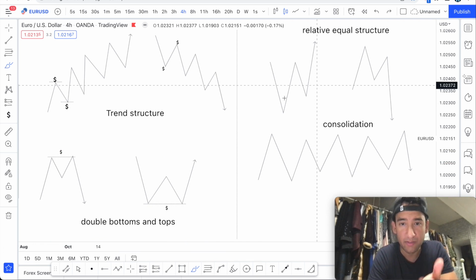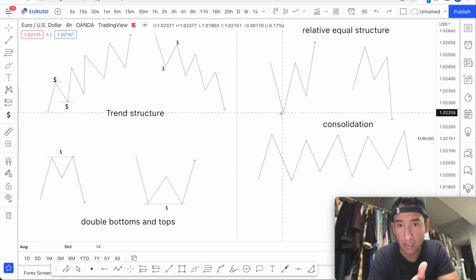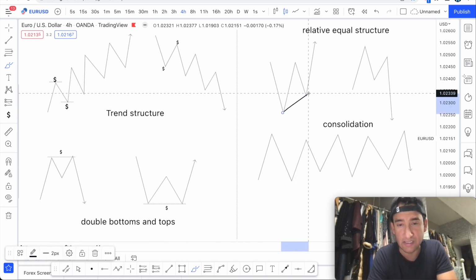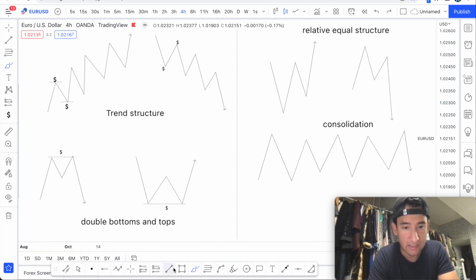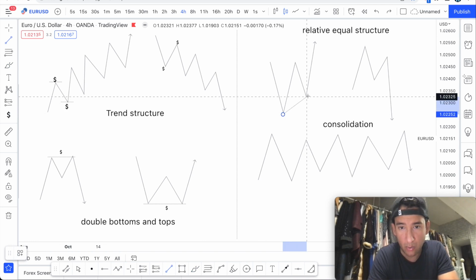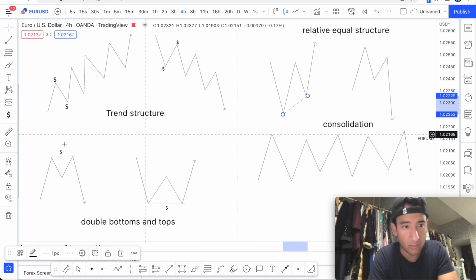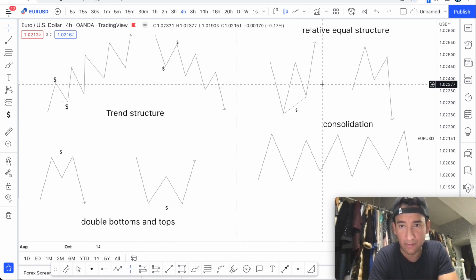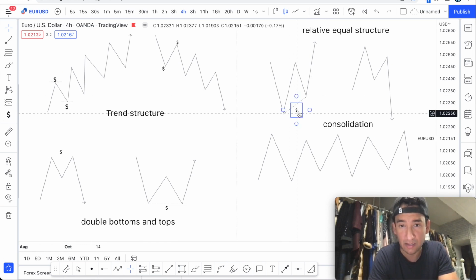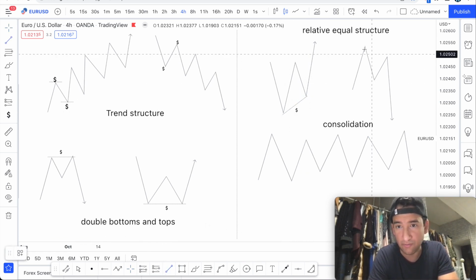Okay, now these ones are called relative equal structure. The reason for that is because there's liquidity formed here. You can see that when we're pushing bullish, there is liquidity forming like this. This is a very enticing move for the banks, for the banks to come and take out these lows here. The same thing goes for these highs as well.